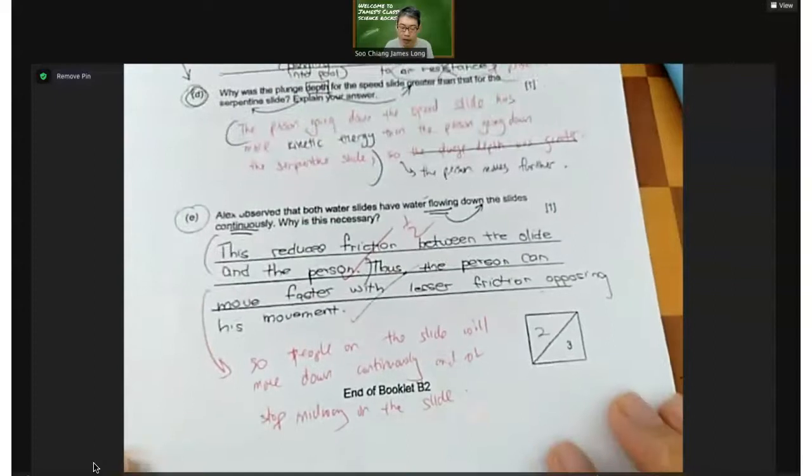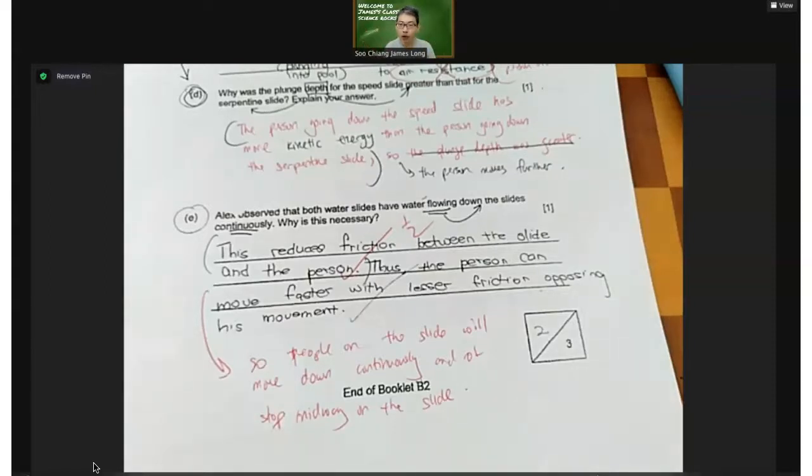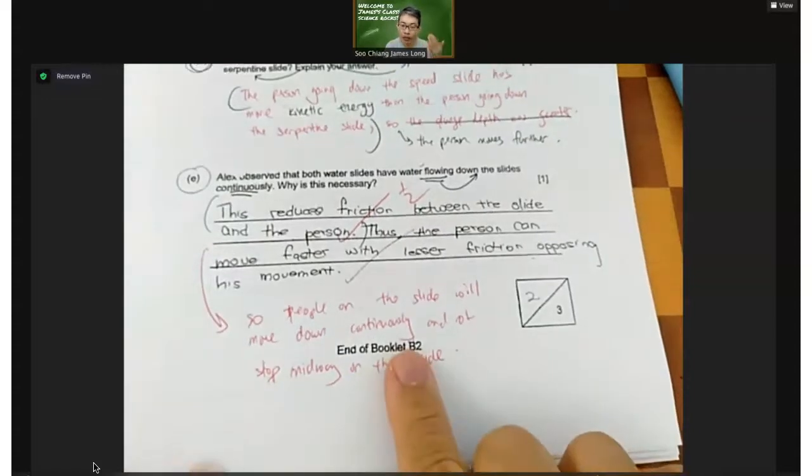So here, why is this necessary? Talk about the function of why it wants the water there in the first place. So think about the function of the slide. You want to bring people down the slide. You don't want them to stay on the slide. So therefore, you must reduce friction, so the person will continuously move down the slide.